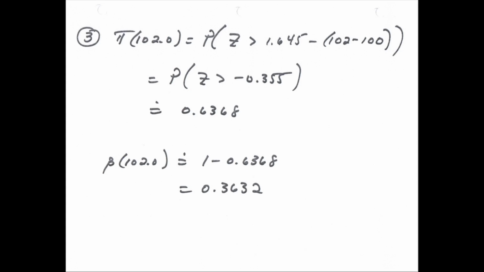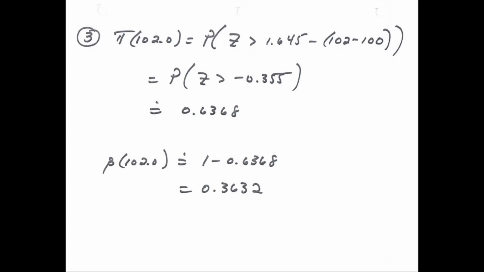In other words, when mu is equal to 102, there's about a 64% chance that we're going to get a hold of a sample that is going to correctly lead us to reject that null hypothesis. The beta function, the operating characteristic function, evaluated at 102, is obtained by subtracting 0.6368 from 1. That gives us 0.3632. And so we see that when mu is equal to 102, the probability of failing to get a hold of a sample that leads us to reject the null hypothesis has dropped to about 36%.